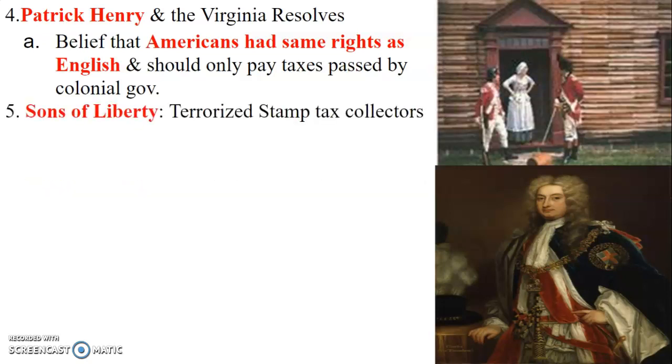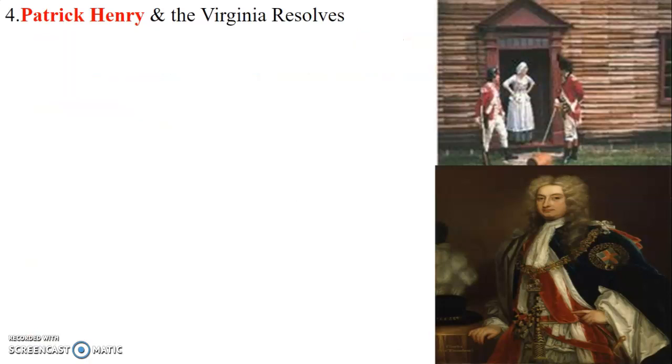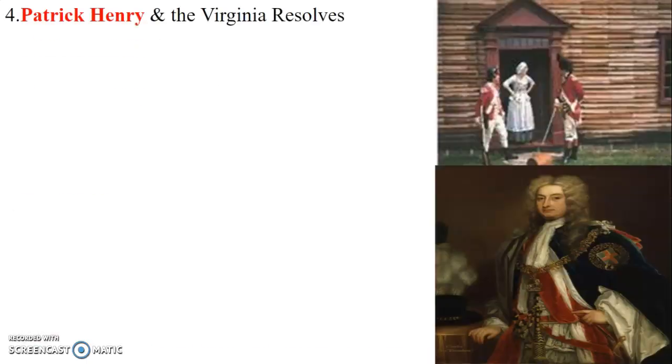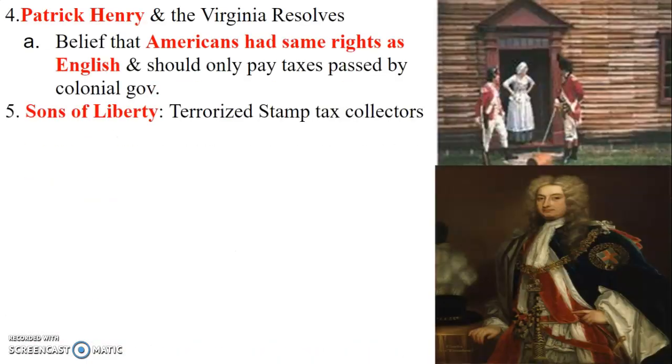We have the rise of the Sons of Liberty, which terrorized stamp collectors. And the picture right before. This picture is an image of a tax collector being tarred and feathered, being force-fed tea by the colonists because they were upset because they were being taxed. Sons of Liberty terrorized those stamp collectors.